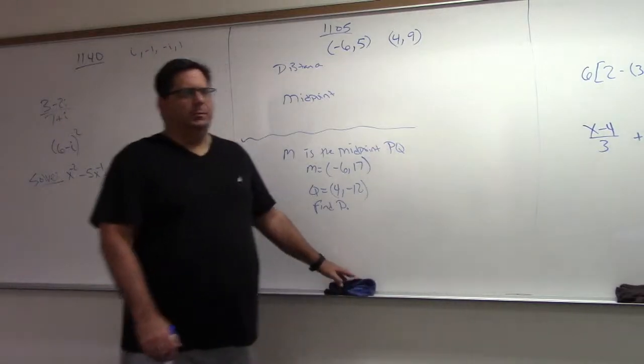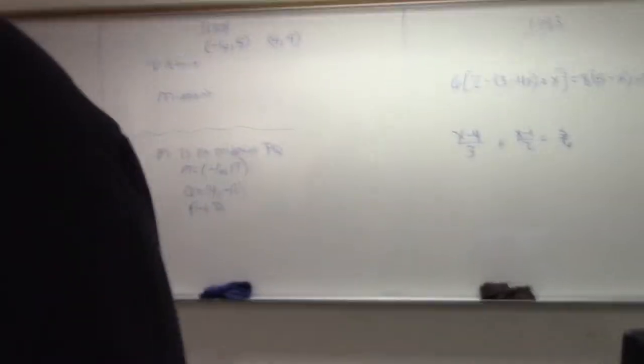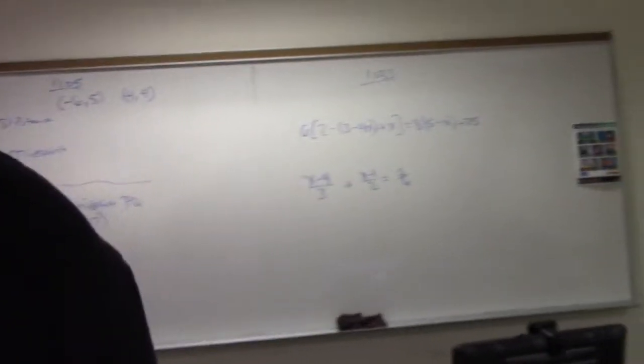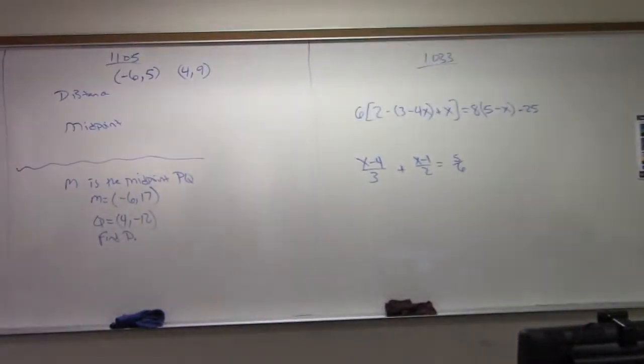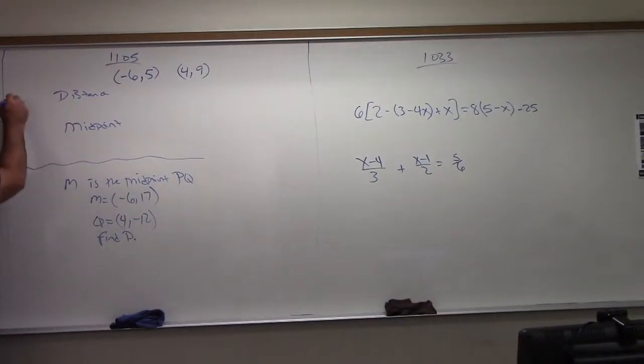All right, DJ, we on you. What's that look for? Nothing, I was just looking at it. All right, DJ, you got the first one? Yes. All right, what's the distance? This is 2 square root of 29. All right, what's the midpoint? Negative 1, 7.